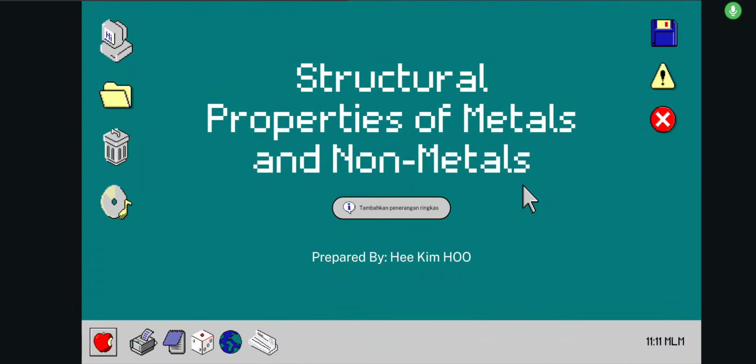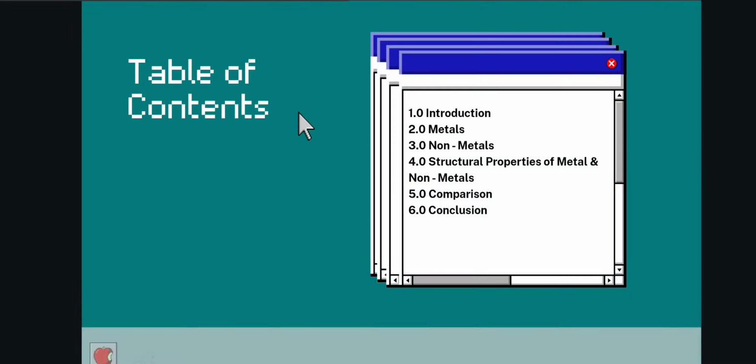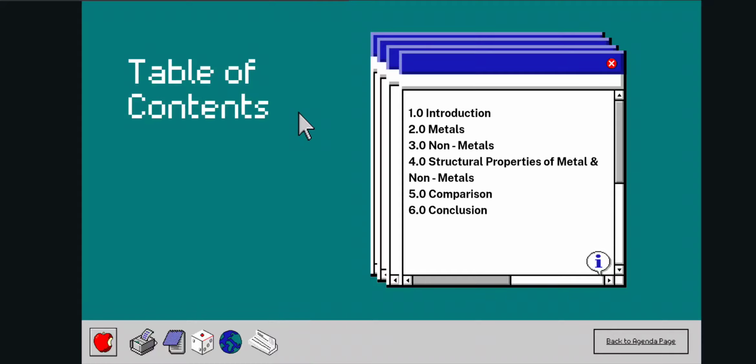Hi guys, today I'm going to present about structural properties of metals and non-metals. Okay, this is my table of contents. I have 6 elements to present about.